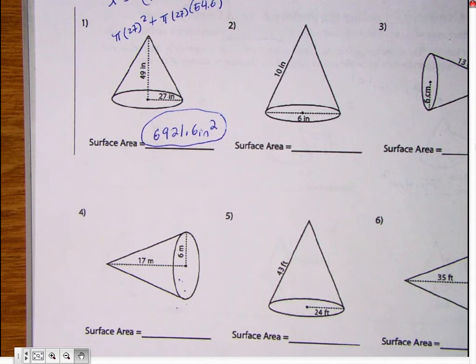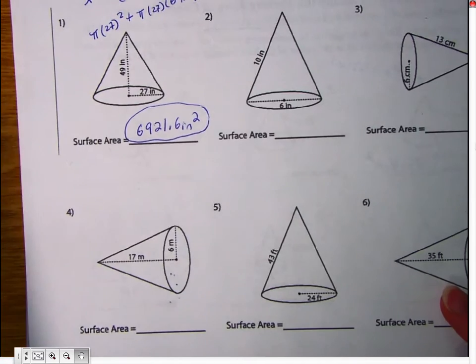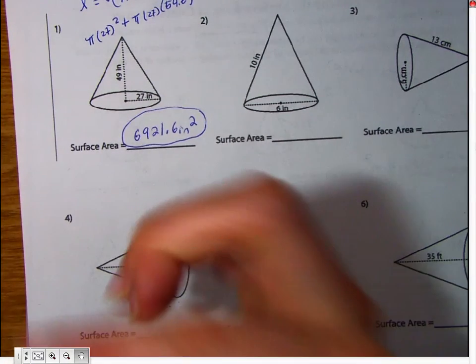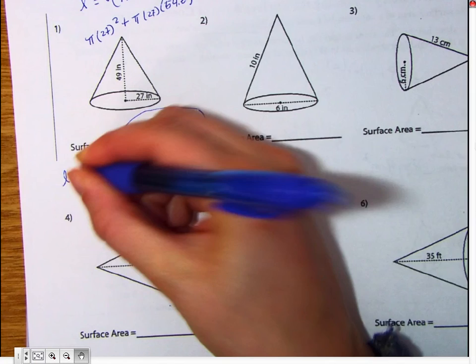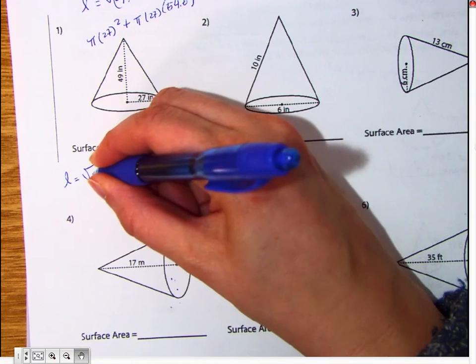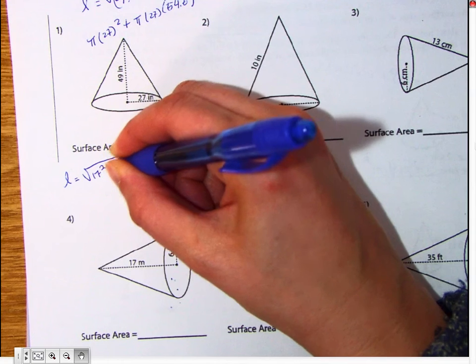Okay, so let's try this together. If you have a question as I'm going over it, please raise your hand. Okay. I'm going to start with finding the slant height. So the slant height equals the square root of 17 squared plus 6 squared.